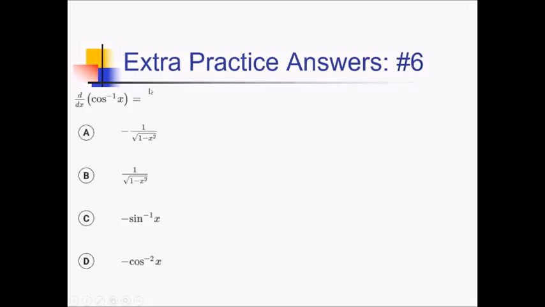On this problem, we just want the derivative of cosine inverse, or arc cosine as you might also know it. That's going to be just negative 1 over radical 1 minus x squared, and that's going to be choice A.